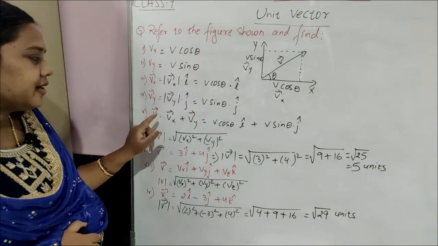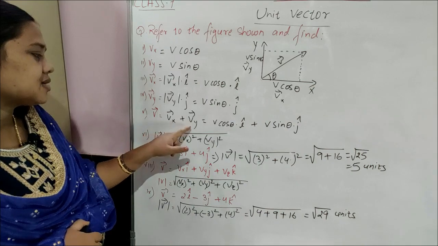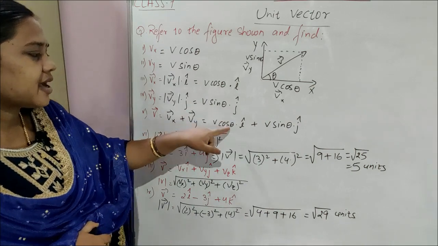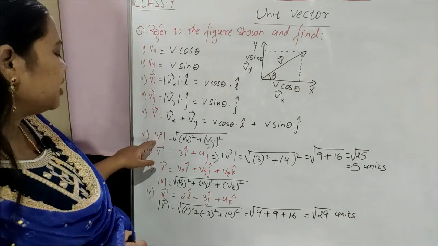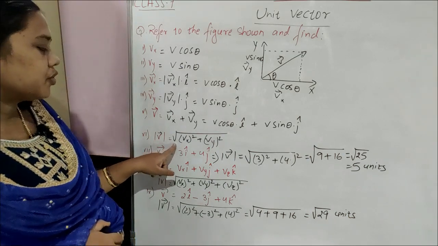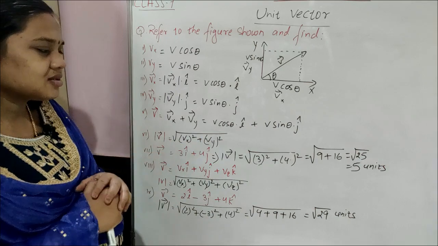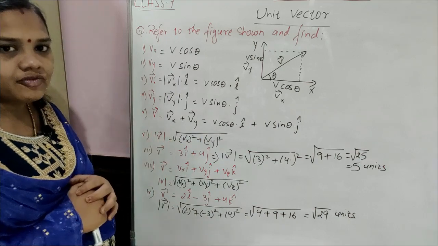Vector V is resolved in two components: vector Vx plus vector Vy, that is V cos theta i cap plus V sin theta j cap. Now vector V magnitude is whole root of Vx square plus Vy square. Like that we got the values.